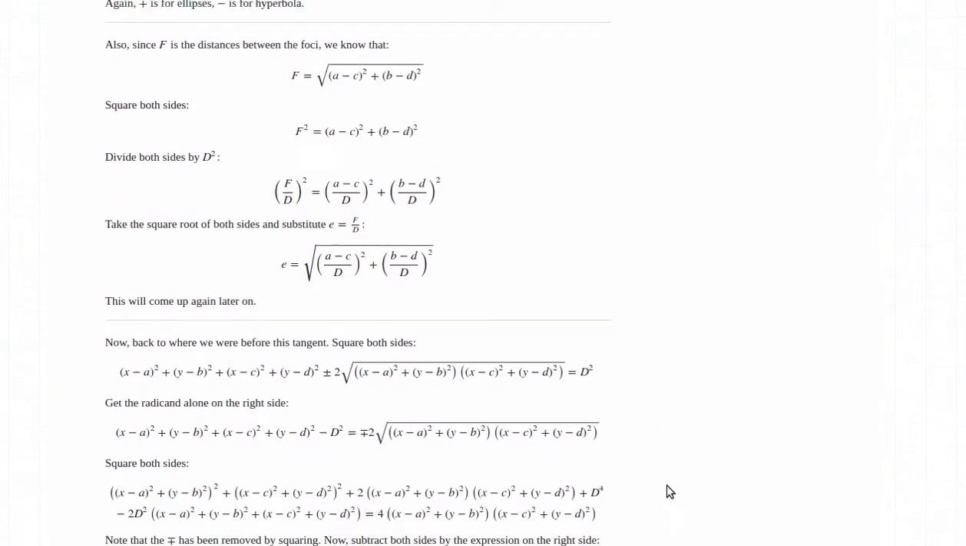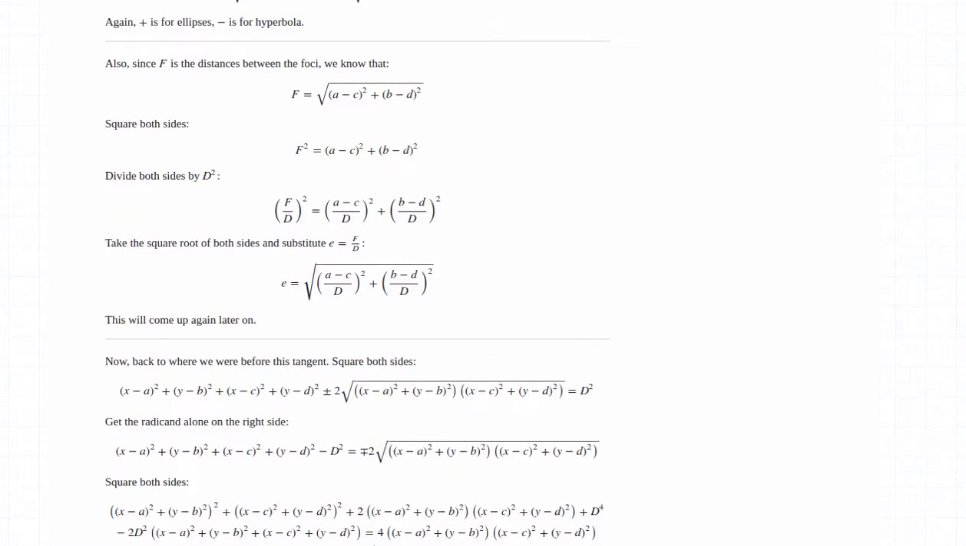Minus or plus squared becomes just plus, since negative squared is positive, positive squared is positive, and then on the right side we get rid of the square root. Now on the left side, things get complicated. Okay, so first I'm going to break this up into x minus a squared plus y minus b squared plus x minus c squared plus y minus d squared, and I'm going to square that. First, we're going to focus on that.